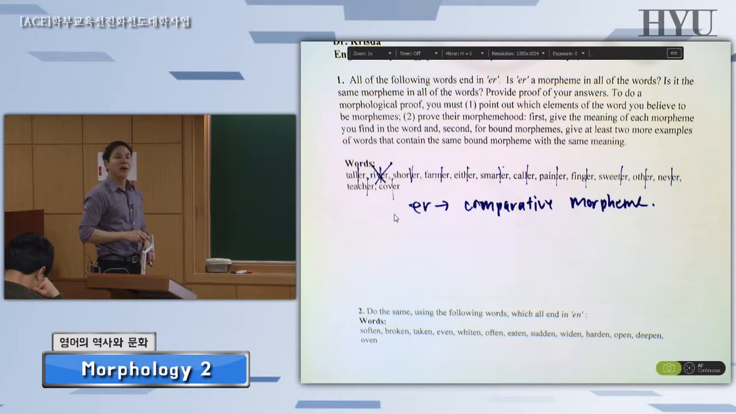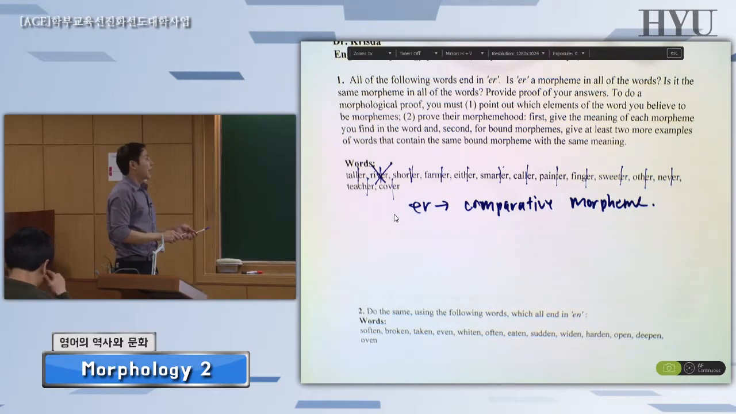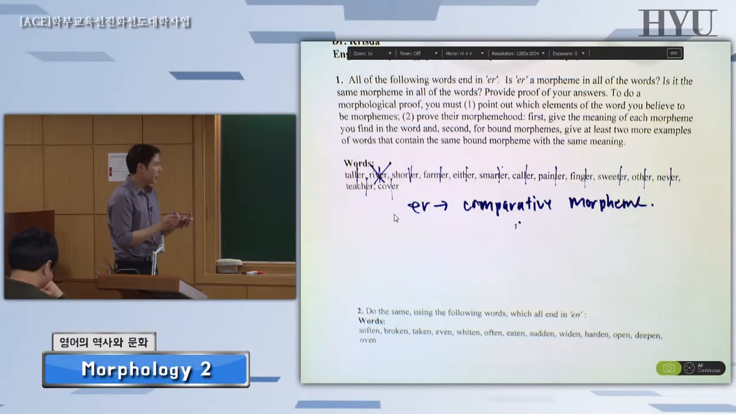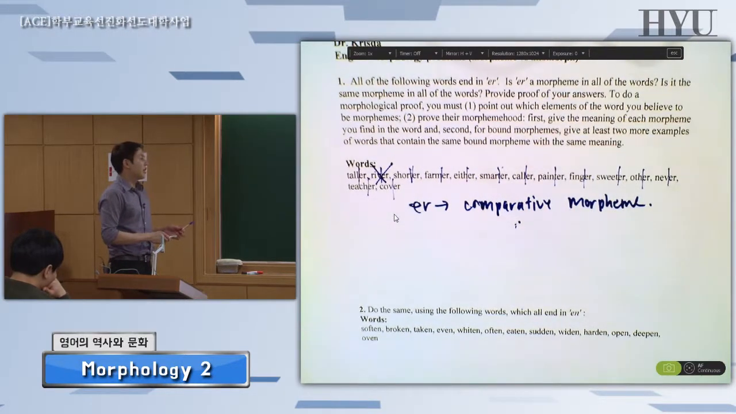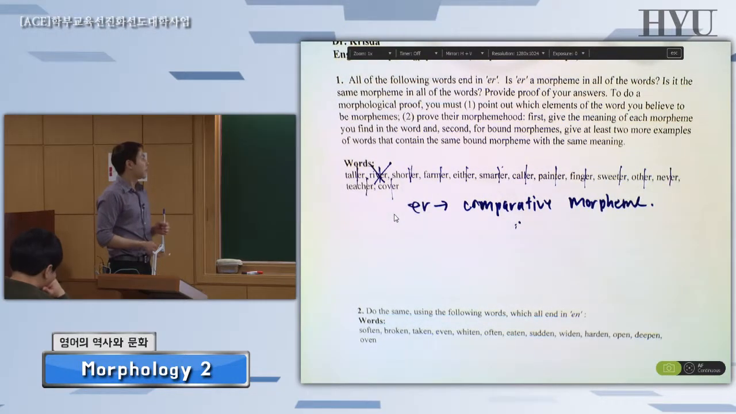It doesn't have any comparative meaning or other meanings. Third one, shorter. It is a morpheme, right? Same thing, comparative, okay? So I'll just leave it like that because it's the same.